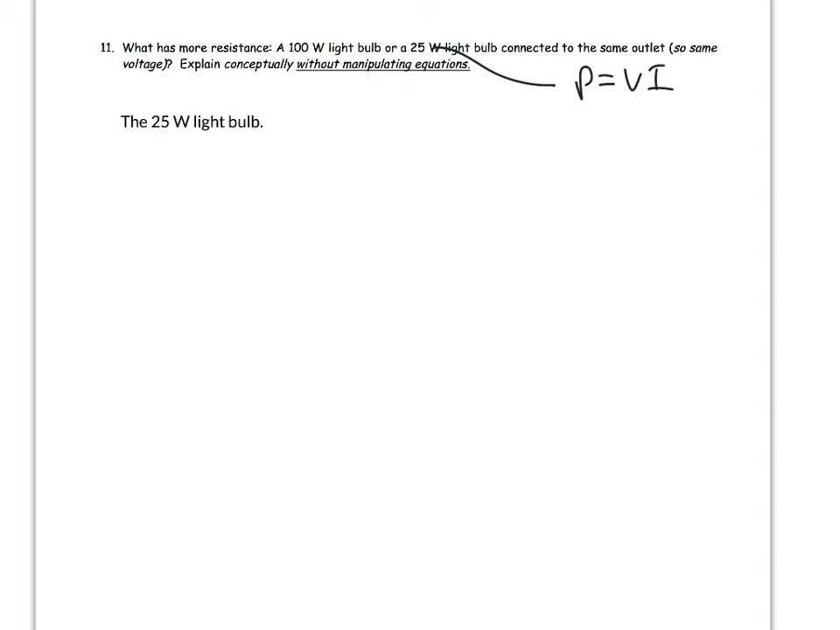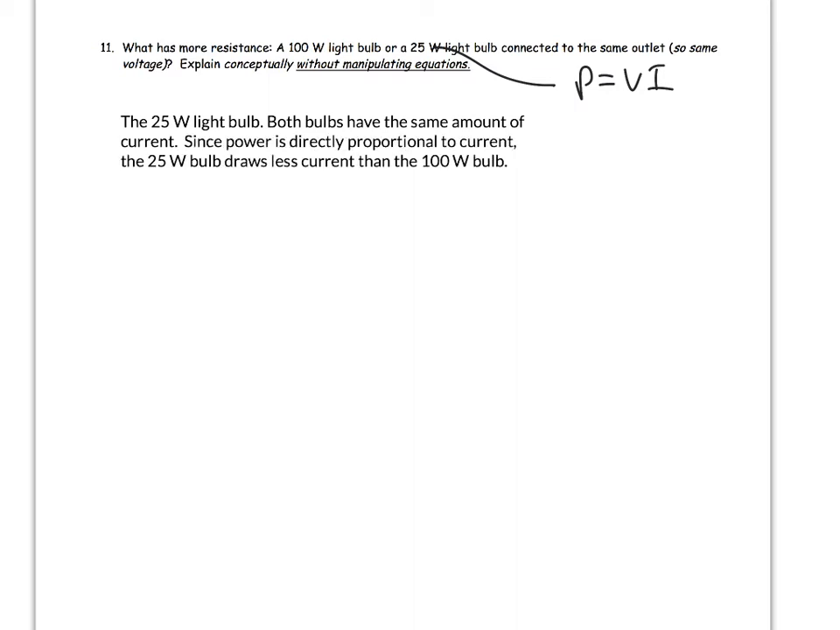The answer here is going to be the 25-watt light bulb. In order to figure that out, I'm going to think about this relationship between power, voltage, and current. In both cases, the light bulbs are connected to the same outlet, which means they draw the same amount of voltage. So the only thing that changes is the current. Power is directly proportional to the current. So the 25-watt light bulb draws less current than the 100-watt light bulb.